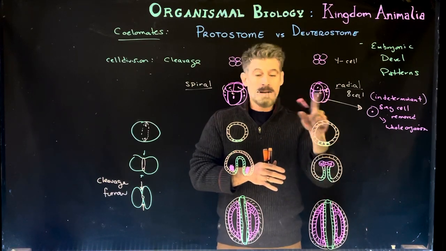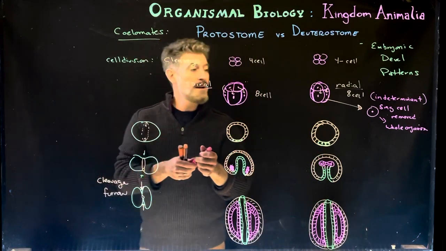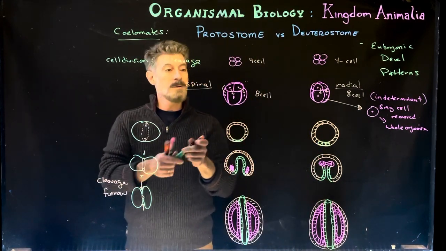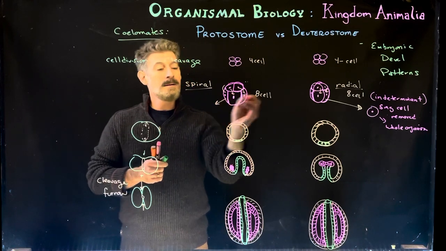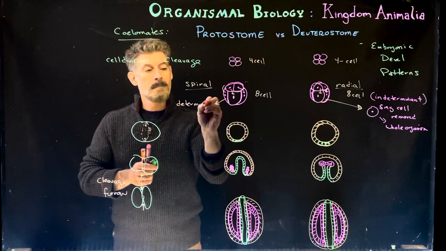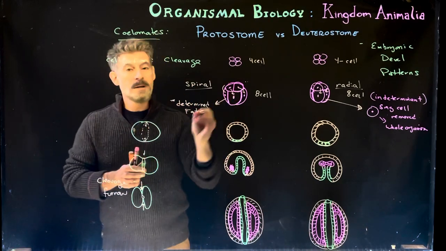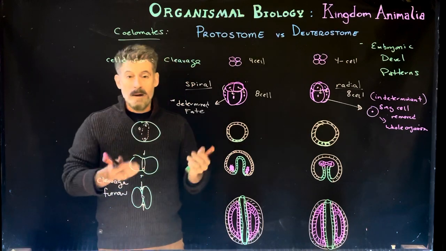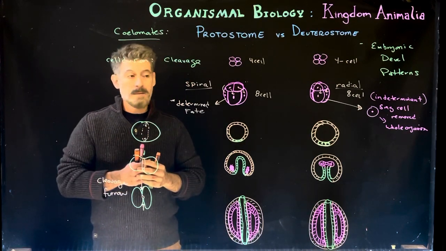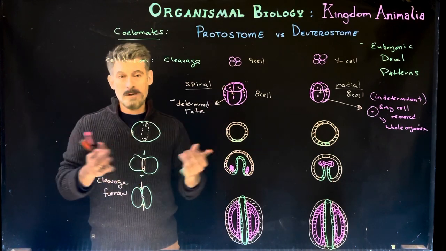All cells in the body contain the same information, but at some points in time, some of that information becomes determined. And so, right here at this 8-cell stage, in the protostomes, these cells already take on a determined fate. So if you were to remove one of the cells from this organism, it won't form into a whole organism.